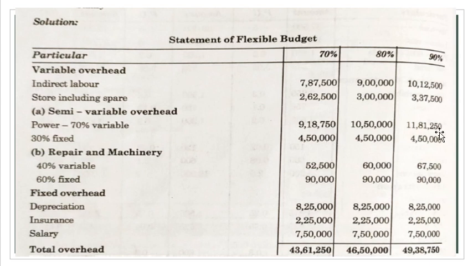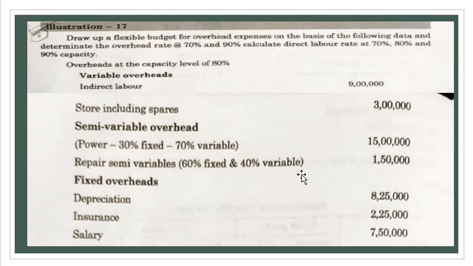So we have got 9,18,750. Next, the same cross multiplication will be applicable for 90%. For 80%, if it is 10,50,000, then for 90%, how much is it? Cross multiply. So 90 into 10,50,000 divided by 80, which will give you 11,81,250. So we have found out power variable as well as fixed expenses for all the capacity.